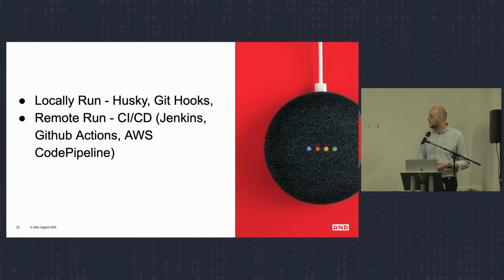Automation is a big part of it. You can run it locally, so you can have things like Husky pre-commit hooks. When you commit something, it can then run through those integration tests and unit tests. If you can run it remotely in the pipeline, that's pretty good too, because that becomes a blocker.